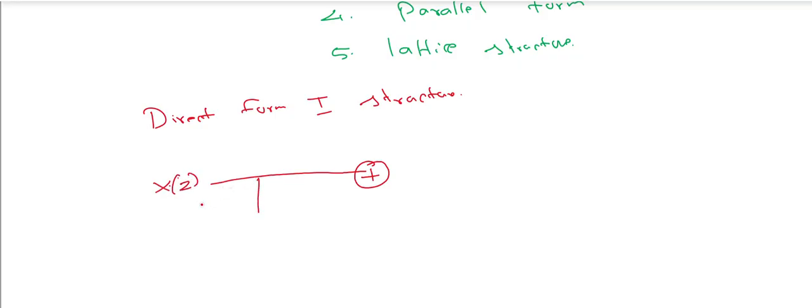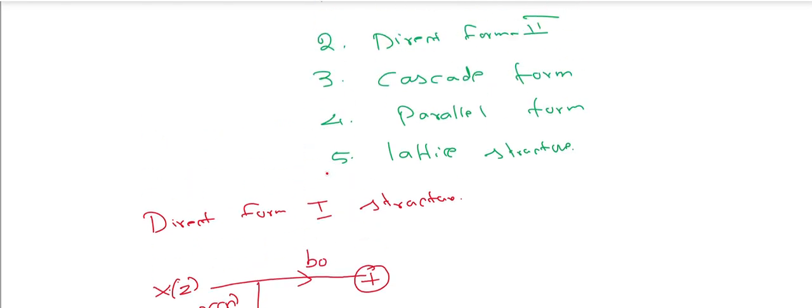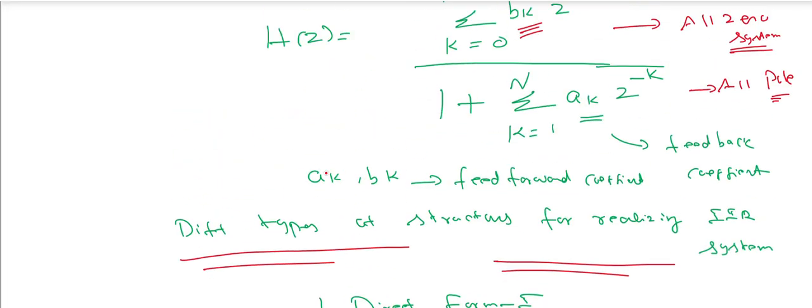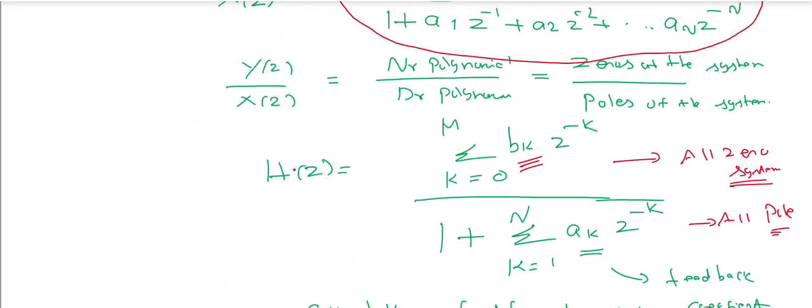So x of n is given. It is delayed by, so the first numerator coefficient is b0. So the coefficient b0 into x of n. So that is equal to y of z by x of z. Okay, so it is equal to h of z.